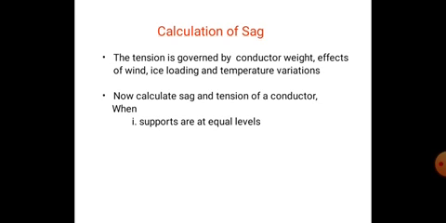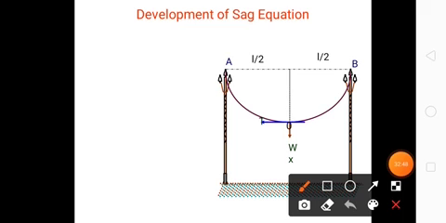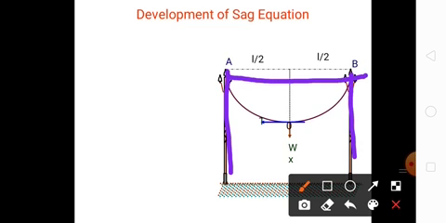Now calculate the sag and tension in the conductor when the supports are at equal levels. The levels of the supports, that is the levels of the poles between which the conductor is strung, will be the same. Here it is one pole, here it is another pole. The level of these poles should be the same. The sag is measured from point O, the lowest point, and the length of the conductor is L by 2, and W is the weight of the conductor.